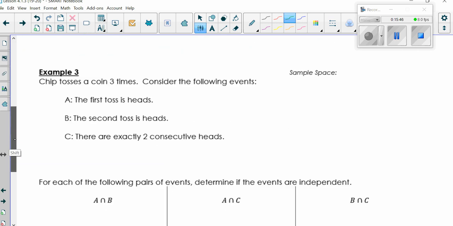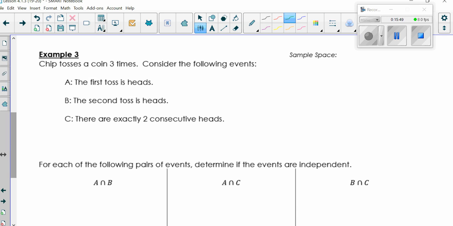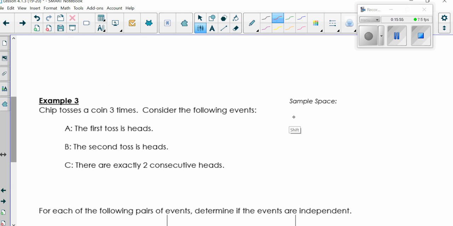Okay, so moving on. Example 3, Chip tosses a coin 3 times. Consider the following events. So let's create our sample space. So we have heads, heads, heads. We have heads, heads, tails. We have heads, tails, heads. And we have heads, tails, tails. Okay, and knowing that there's 8 outcomes to start with means I know that as soon as I get 4 for heads, then I'm just going to change the letters to tails. So I could get tails, tails, tails, tails, tails, heads, tails, heads, tails, or tails, heads, heads.